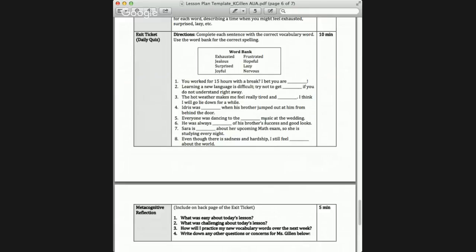So it's a simple exercise. The students take these vocabulary words and sentences and put the correct word into the sentence.